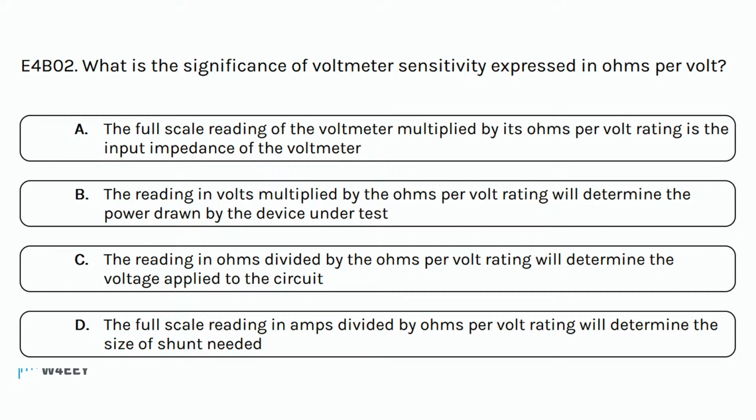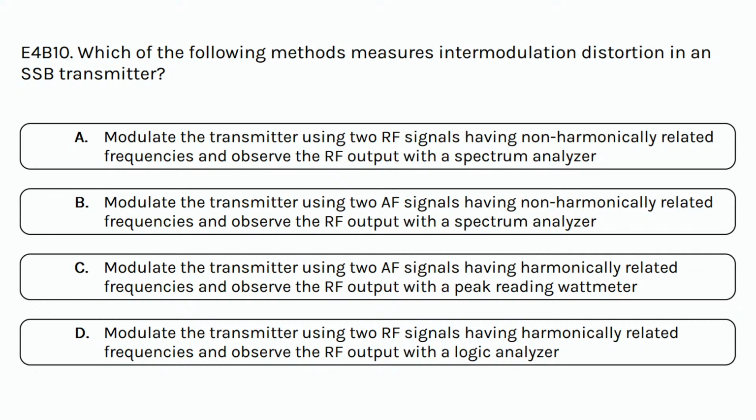A. A is correct. The full scale reading of the voltmeter multiplied by its ohms per volt rating is the input impedance of the voltmeter. And you saw that it changed as you changed to different ranges. So which of the following methods measures intermodulation distortion in an SSB transmitter?